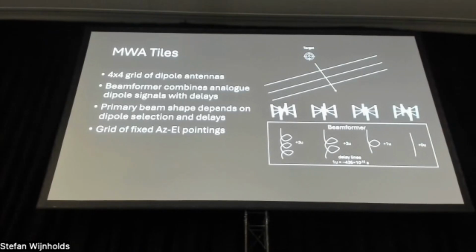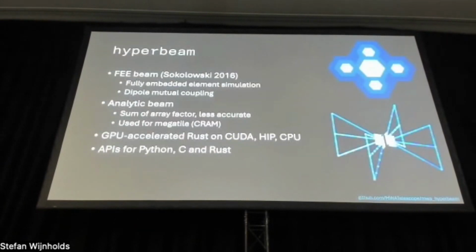There are a fixed number of azimuth-elevation coordinates that we can point the MWA to, and the advantage of that is that every possible beam can be very accurately simulated, and that whole simulation, once it's compressed, takes up only a few hundred megabytes, so it's quite feasible to share around your FEE beam simulations. And so that brings us to Hyperbeam, Hyperdrive's beam engine. There are two beam options. You've got the fully embedded element beam that Marcin Sokolowski used the FEKO simulation to simulate.